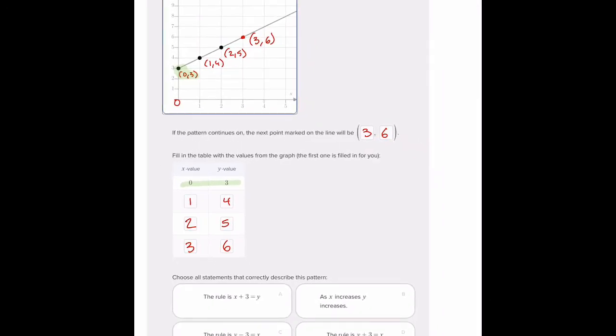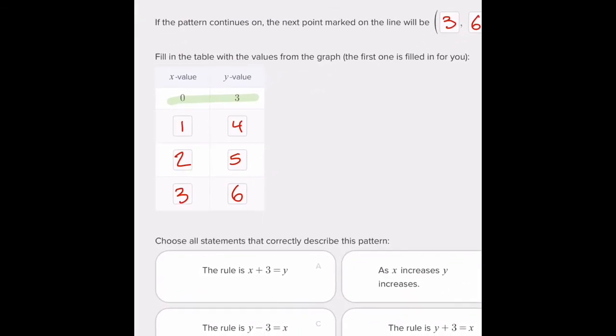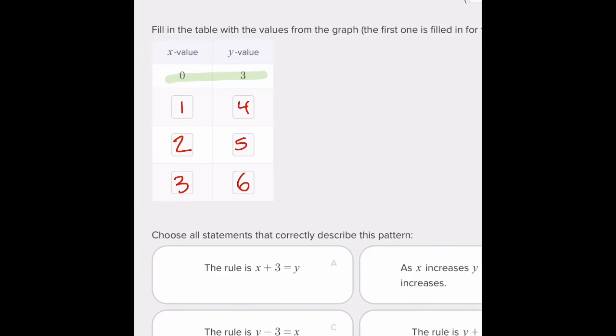Now we're being asked to choose all of the statements that correctly describe the pattern. So we're going to have to analyze each one of these because more than one could be right. The first one is asking us to check, is it true that the rule is x plus 3 equals y? So if I take my x values and I add 3 to them, will it equal the y value? So let's have a look.